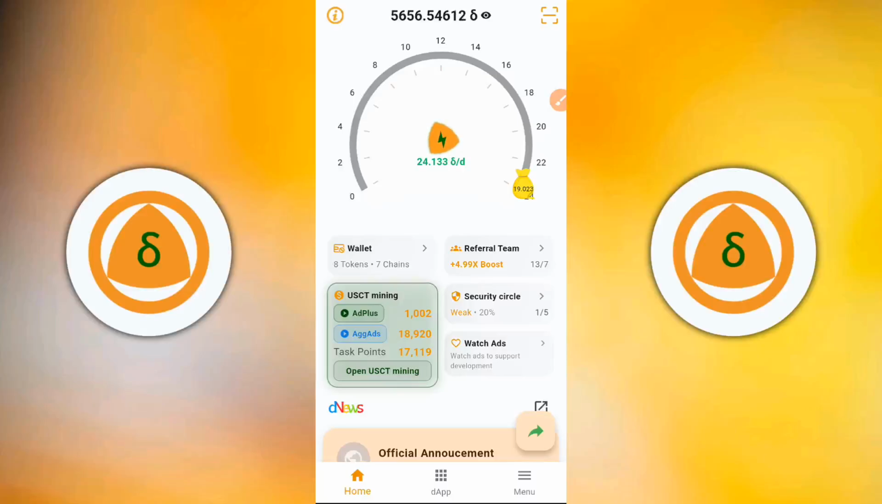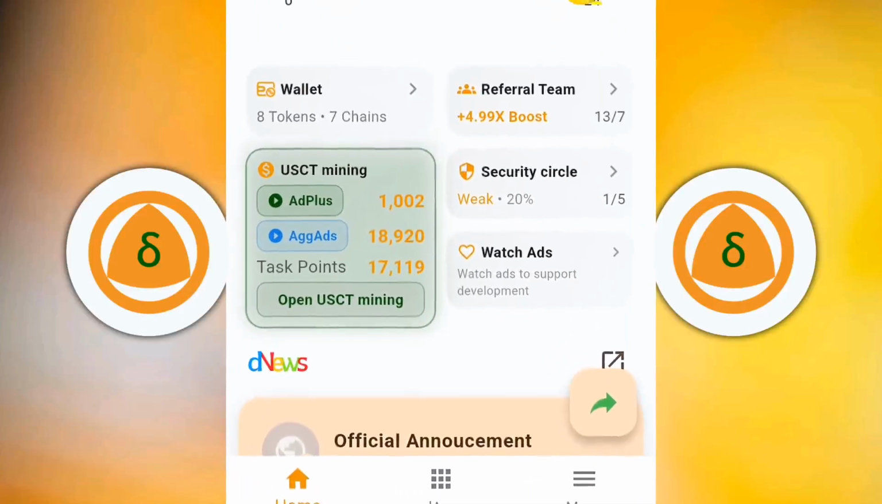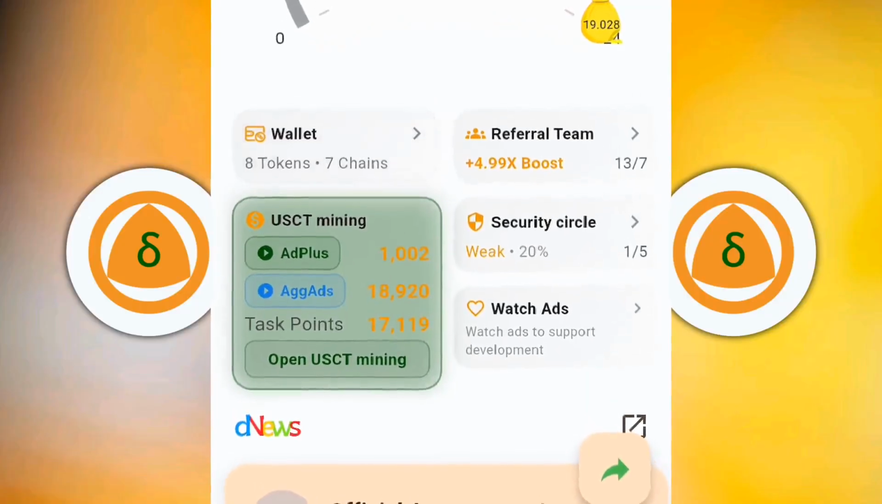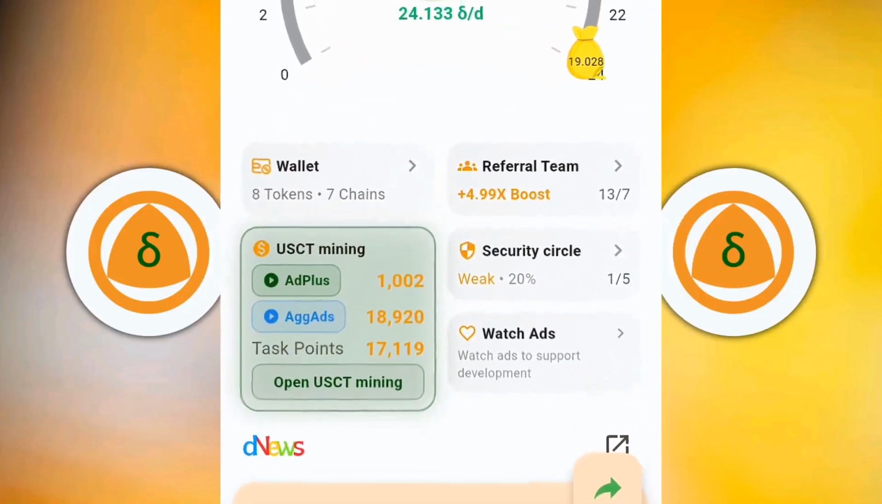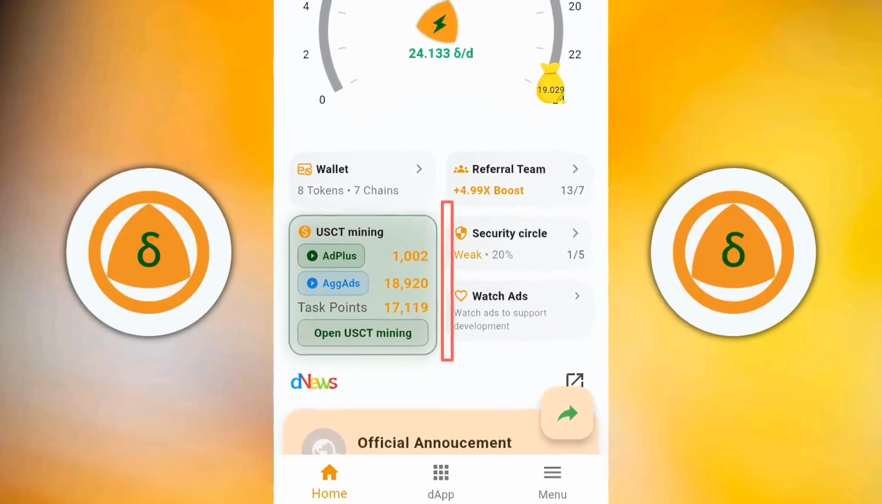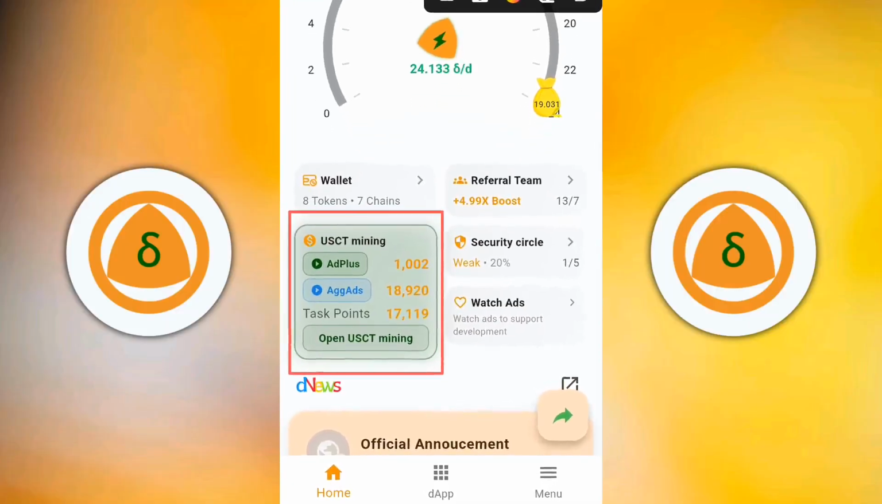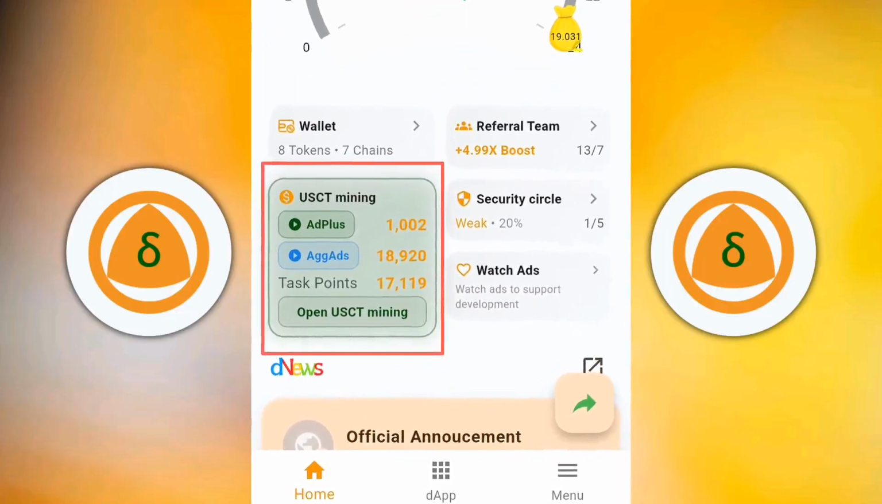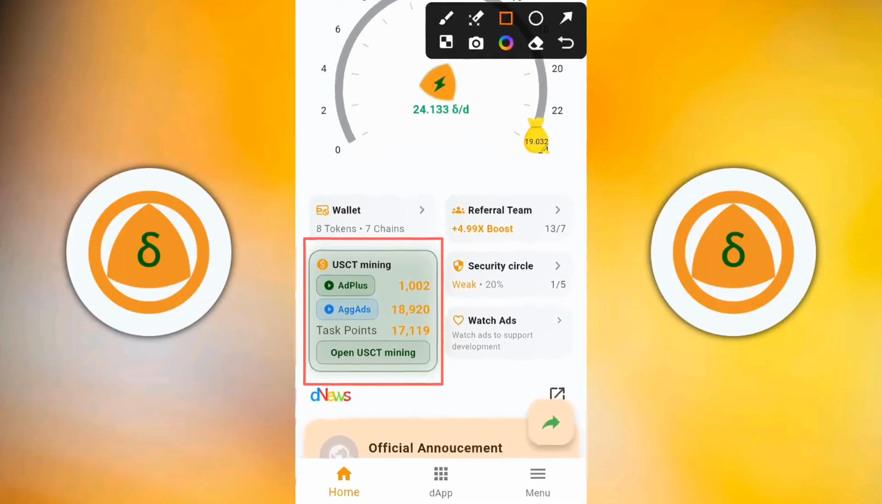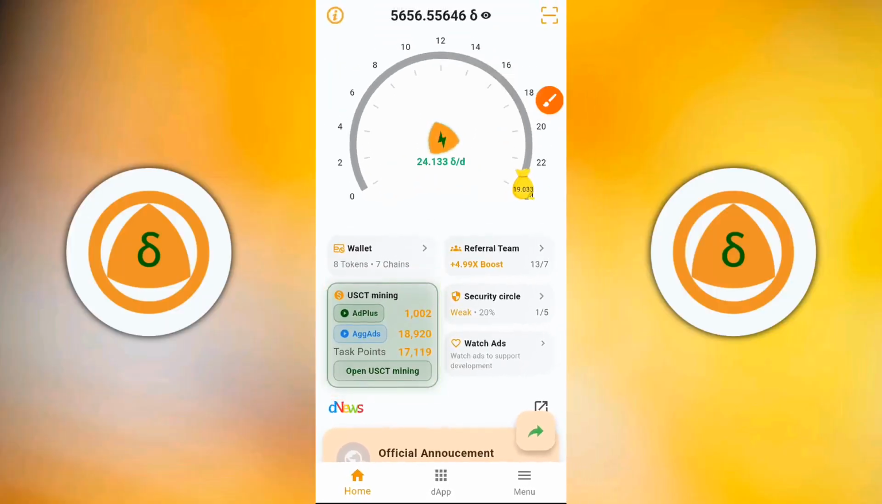Hello Crypto Explorer. In today's video we're going to be talking about the USCT mining of Delta coin, right? And this is something that, if you do it, you could actually benefit from. I mean, you could actually earn real USDT from this, but a lot of people are not seizing this opportunity, myself included. So in today's video I'm going to show you how to benefit from this USCT mining, and trust me, this is something you should double down on, right?